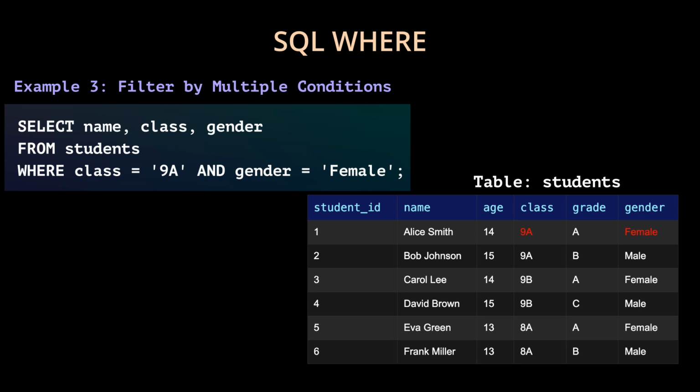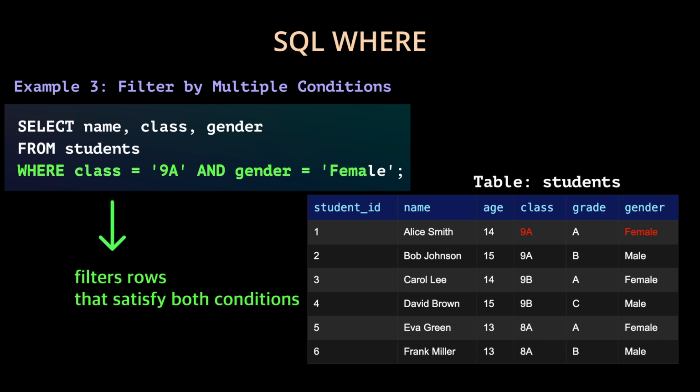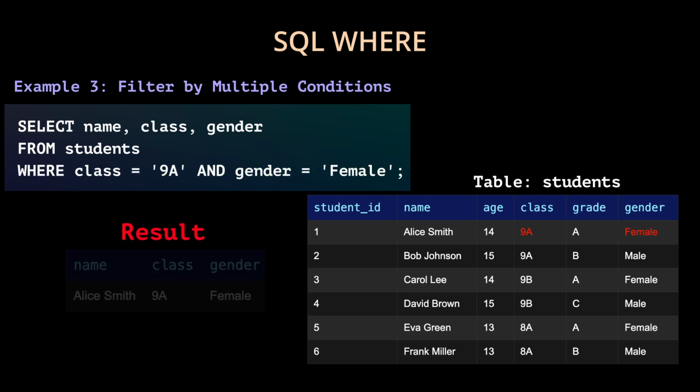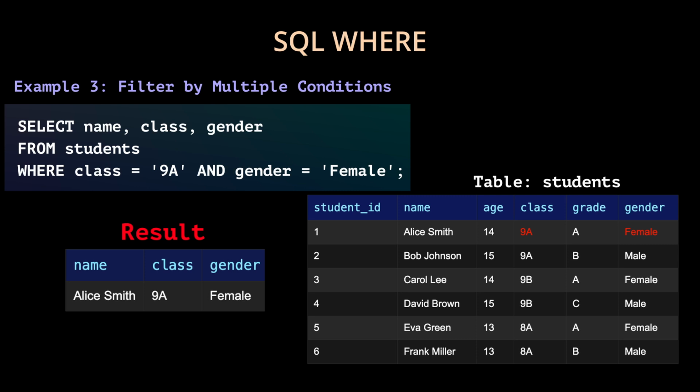SELECT name, class, gender FROM students WHERE class = '9A' AND gender = 'female'. WHERE class = '9A' AND gender = 'female' filters rows that satisfy both conditions. The class column must be 9A, and the gender column must be female. This result includes only female students from class 9A.